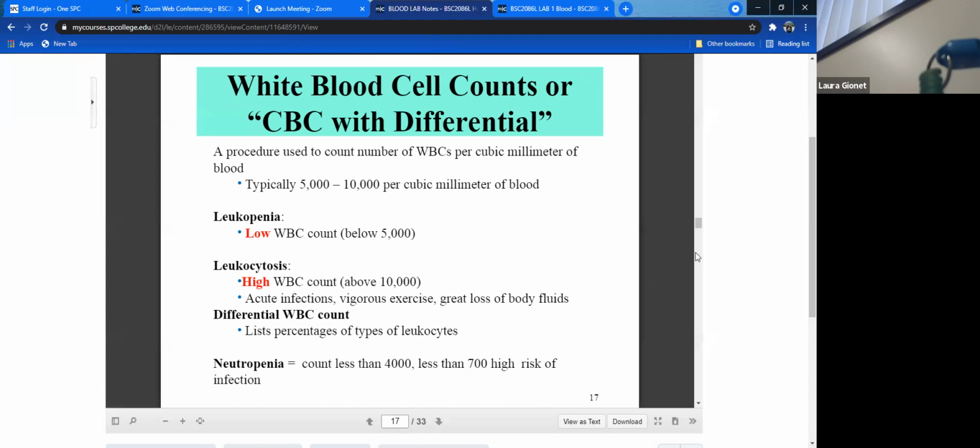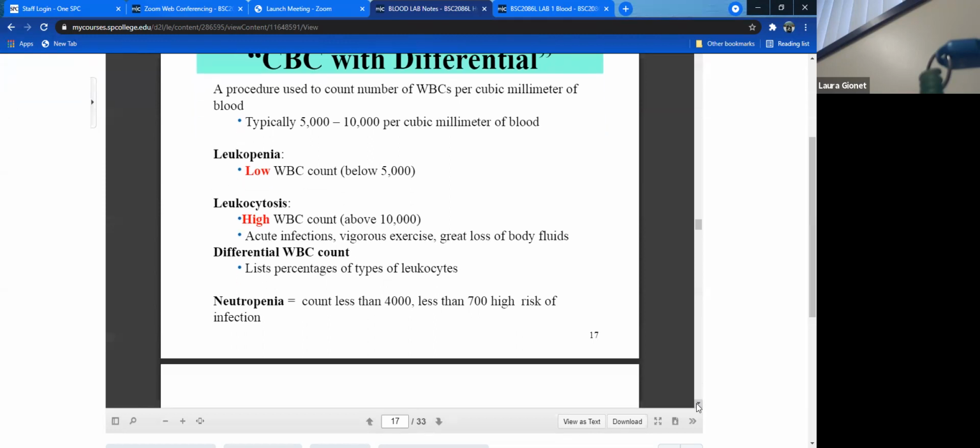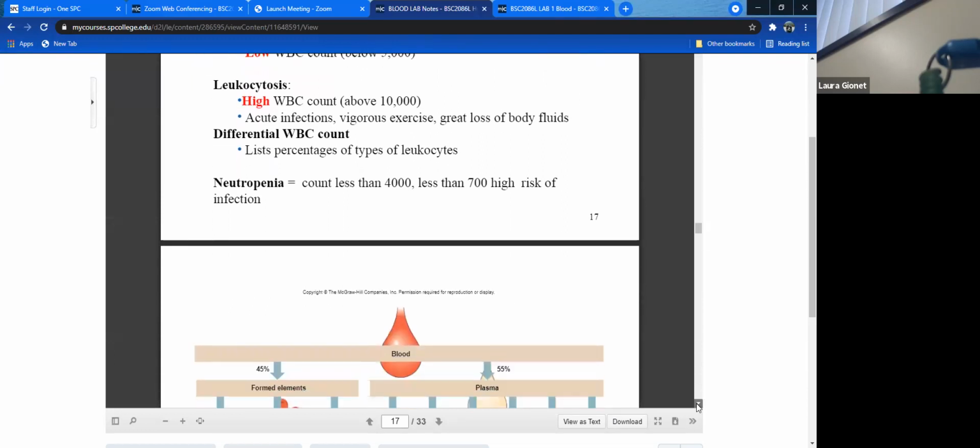Neutropenia is specifically a lower than normal number of neutrophils. A count less than 4,000 can put you at very high risk of bacterial infections. Remember that neutrophils are the first to combat bacteria, and they're generally the most abundant white blood cell. And if you don't have very many of them, then you're relying more on your monocytes, and it takes them a while to become elevated. So with neutropenia, you are at higher risk of profound bacterial infections.